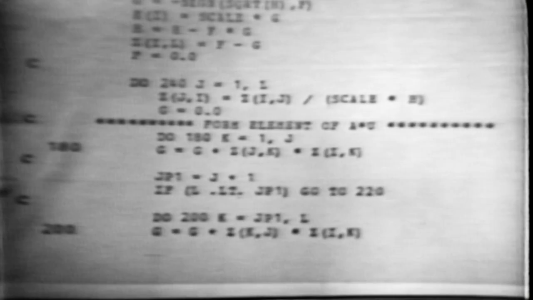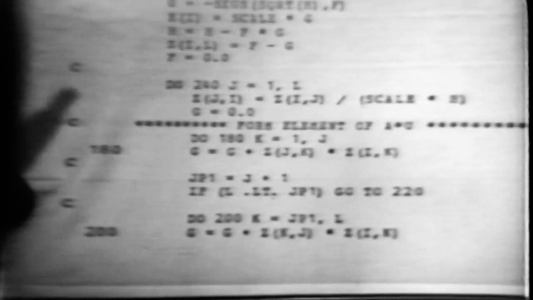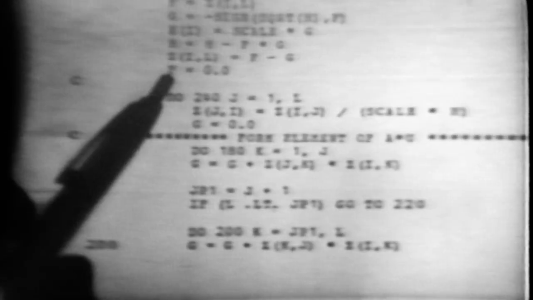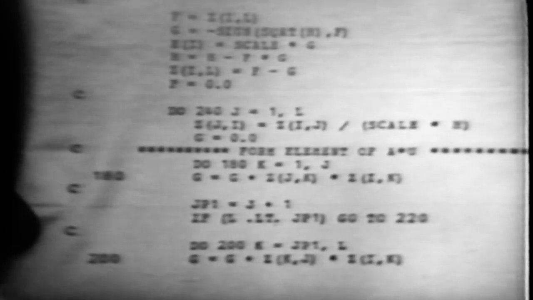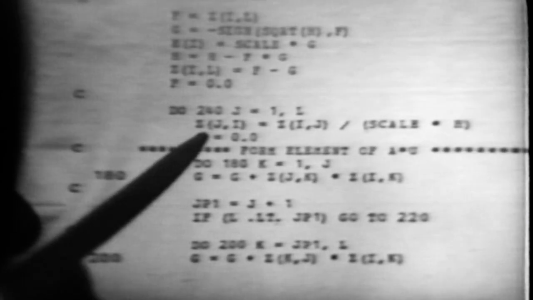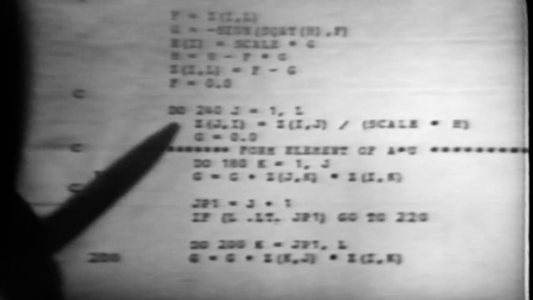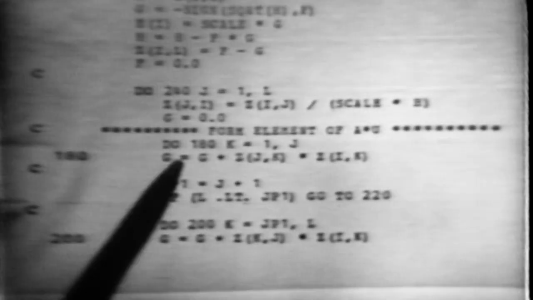Now we're ready to start the actual transformation. I've got to take those two inner products. I set F equal to 0. That's going to be accumulating the second inner product. Now I've got some, let's see. What is that statement doing? Why am I dividing? Oh, let's not go into that. Forget that statement. Okay. That's something I really haven't got into explaining yet.